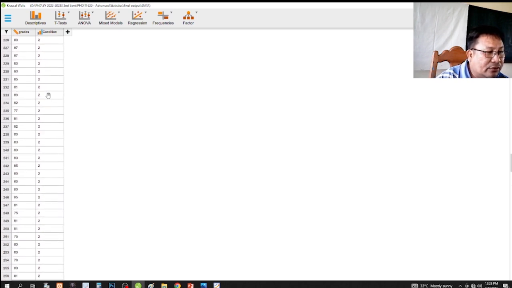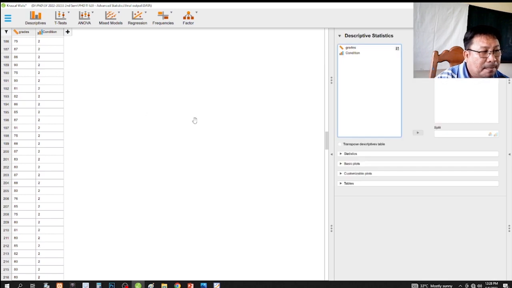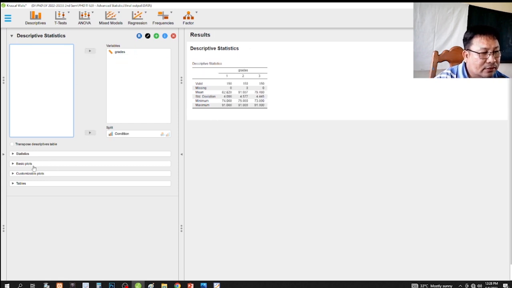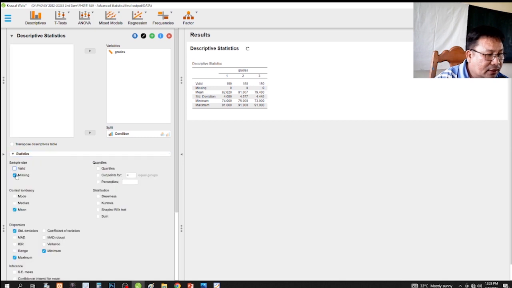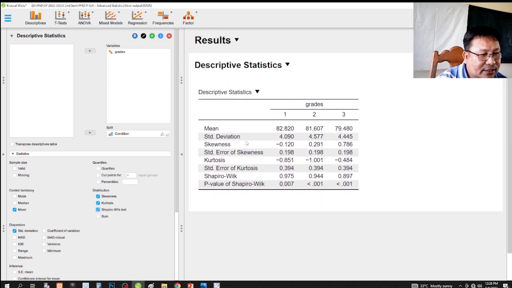First, what we're going to do is to conduct descriptives on the data set. First, the grades. We will move the grades to the variables, then condition to split. In the statistics, we remove valid, missing, minimum, maximum, and skewness, kurtosis, and Shapiro-Wilk shall be checked. So let us examine the descriptive statistics.